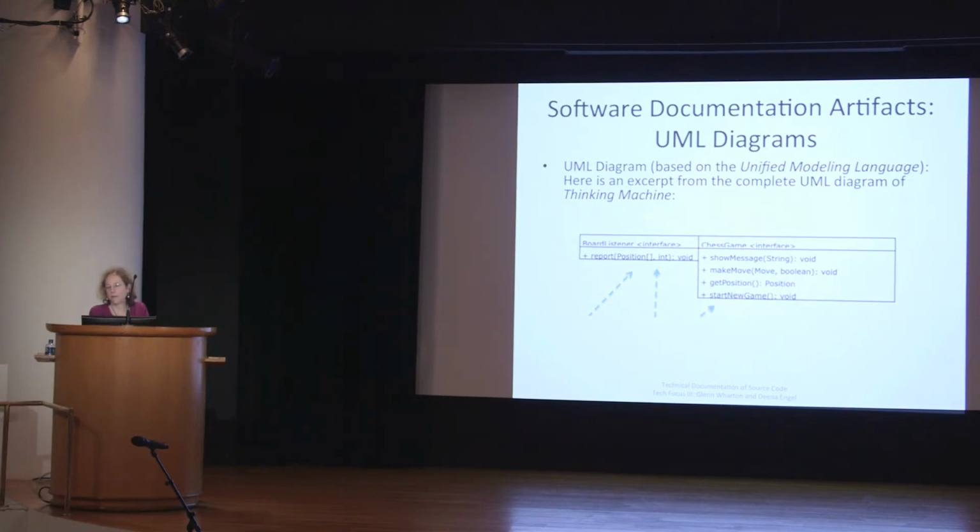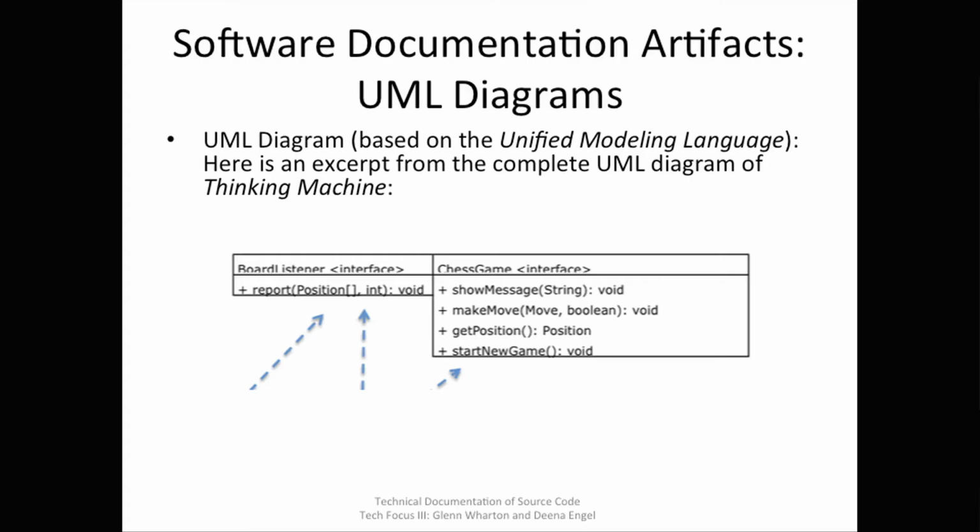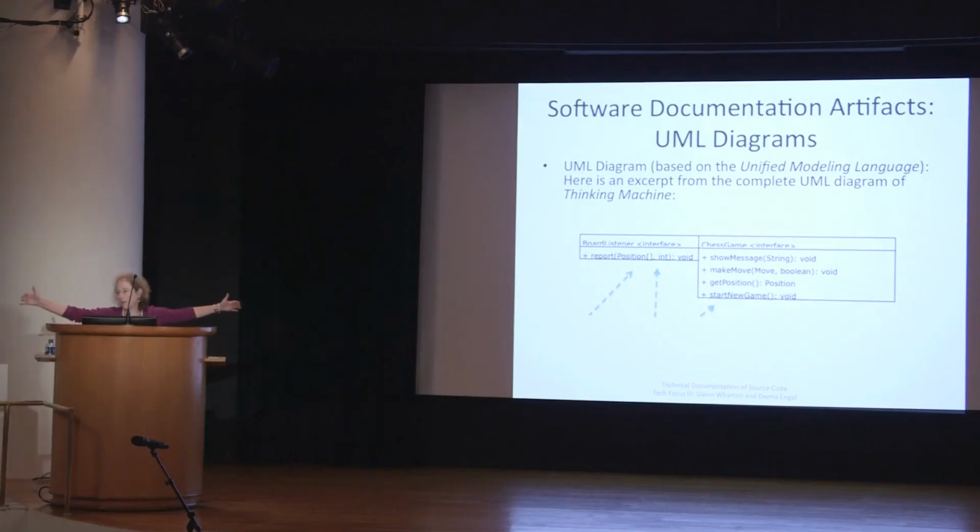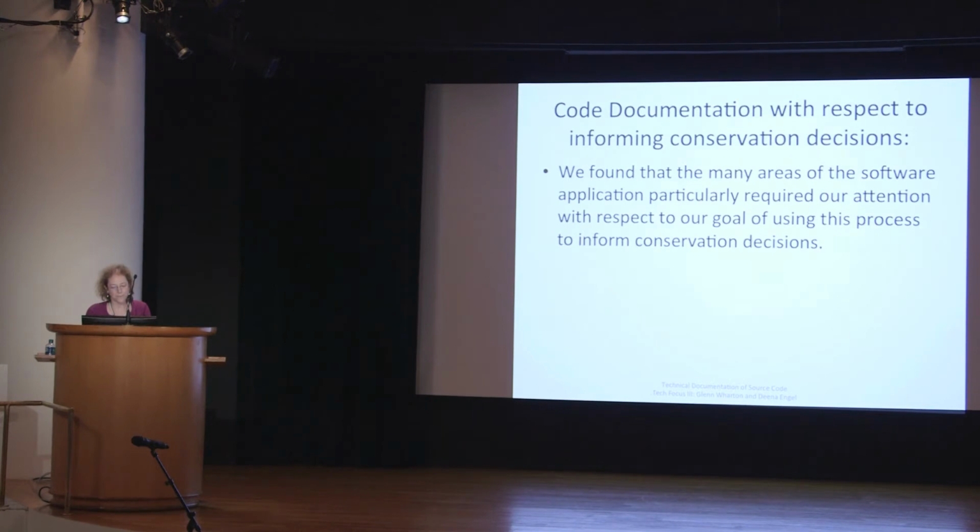UML, the Unified Modeling Language, is another approach. Thinking Machine was in Processing. The complete UML diagram of all of the functions at a human-readable scale was probably wider than I can show. We had a great deal of difficulty displaying it when we presented it to the museum. This is another method that is widely recognized in the software world and in the business world for diagramming and creating visuals for software.